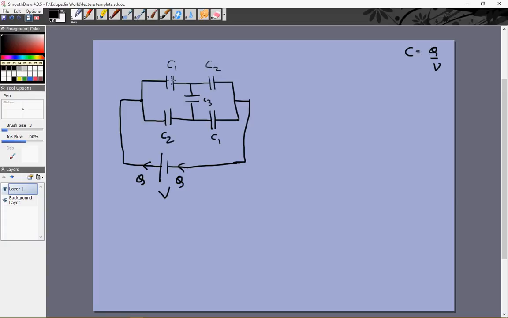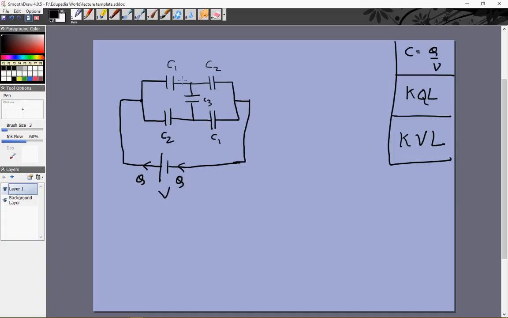Now, there are only three things we are going to use in this. The first is C is equal to Q by V. The second is KCL. And the third is KVL. Kirchhoff's current and voltage law. Now, we're not exactly going to be using KCL. We're going to be using what I like to call KQL, that is Kirchhoff's charge law. Because if the charge is conserved, then the current is conserved as well. Right? So, those two things are pretty much similar.